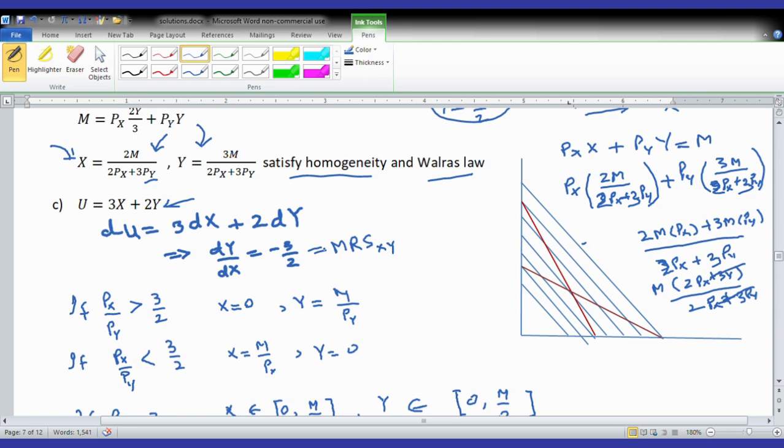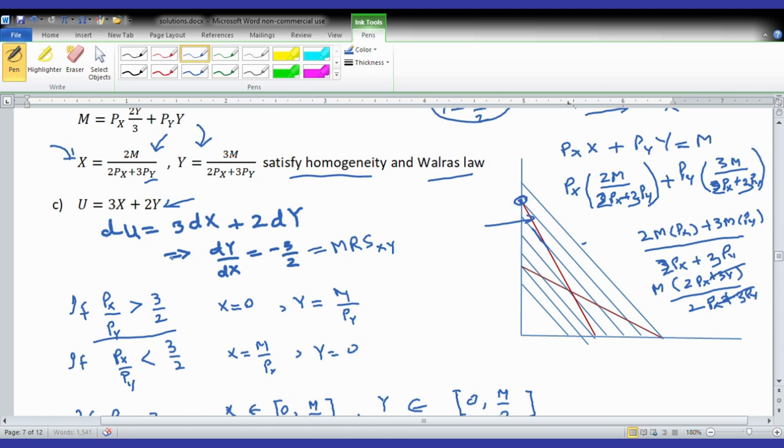Now again you will not be using the Lagrangian multiplier. See that you have to look into three possibilities. The first possibility is that the price ratio is greater than 3 over 2. Price ratio greater than 3 over 2 means that the budget constraint is steeper than the indifference curve. And see where you get your utility maximized. When you move up along this budget constraint, your utility keeps on increasing, and ultimately you arrive here. The maximum utility you are able to get is here.